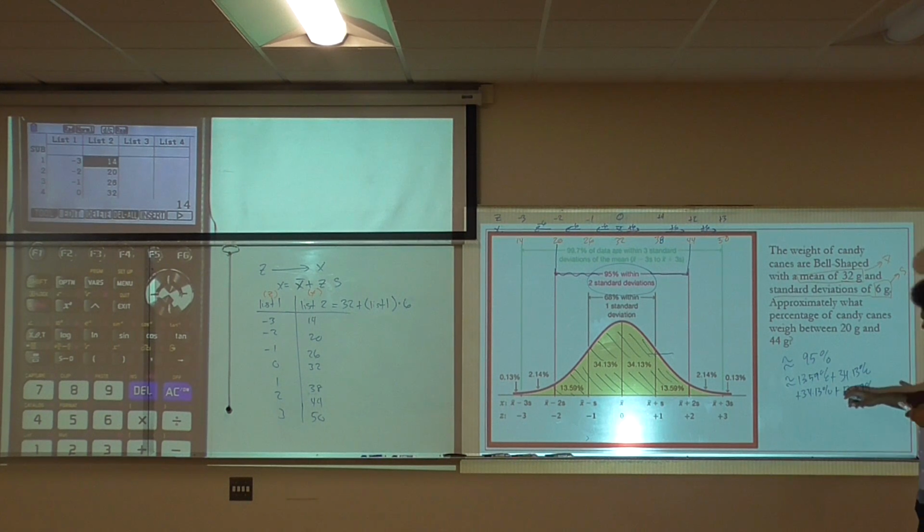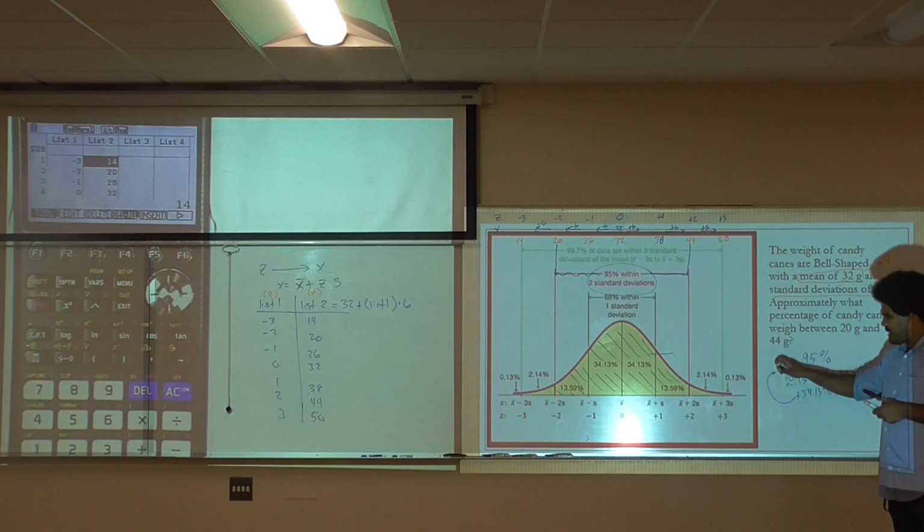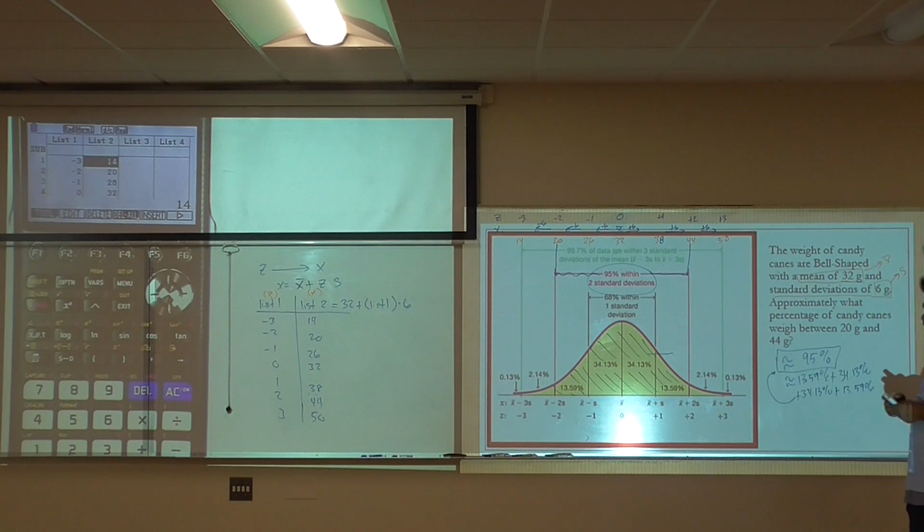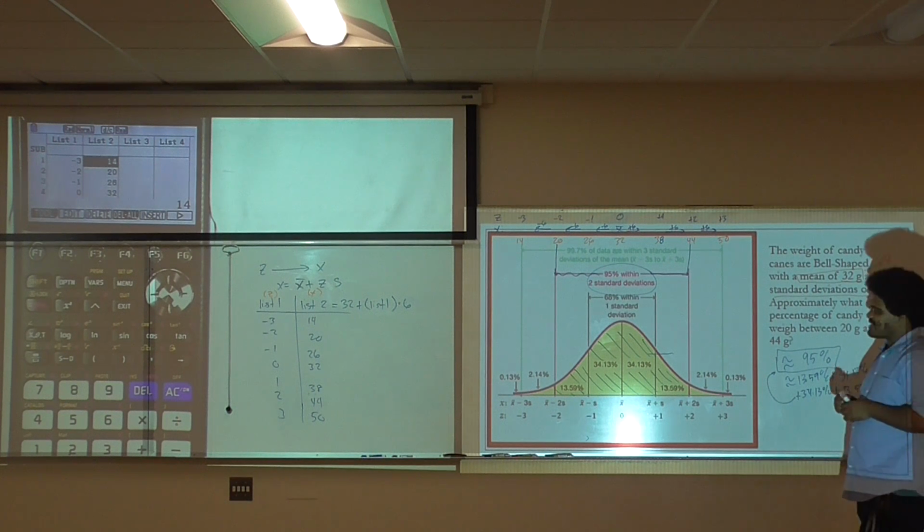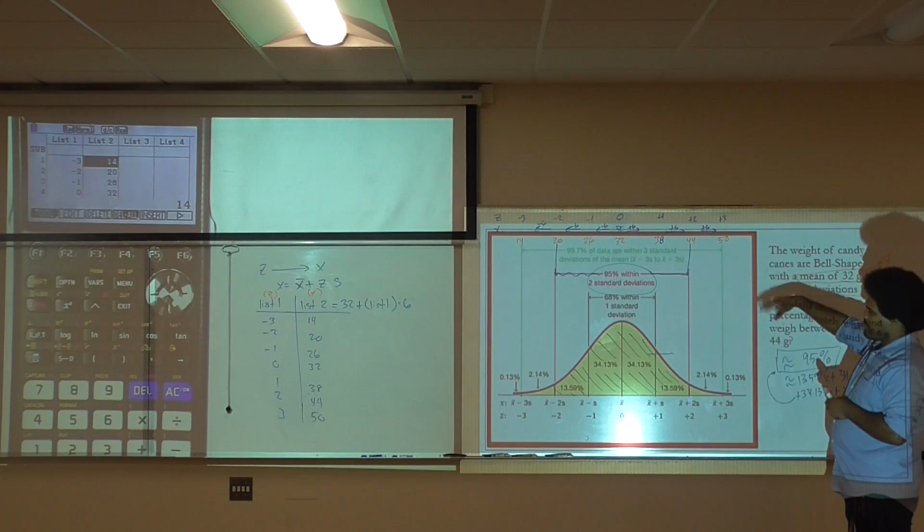And if you put this in your calculator, it will end up being the same thing. But it's good to know our shaded regions. Let's shade in the regions for each one if necessary. But that one's out of the way.